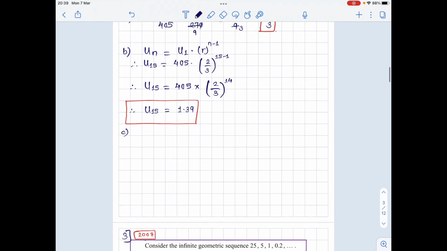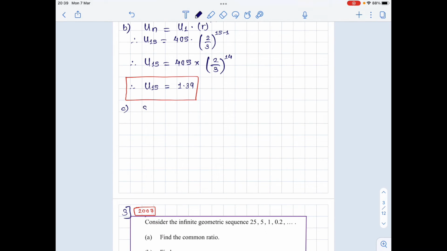So we will use the formula S infinity is equal to U1 over 1 minus R. U1 is 405. 1 minus R, we already found R is 2 over 3. As I told you, they want only the exact answer, so please do not find the decimal of this. 405 over 1 minus 2 over 3. I am making the base the same, so it becomes 3 minus 2 over 3.